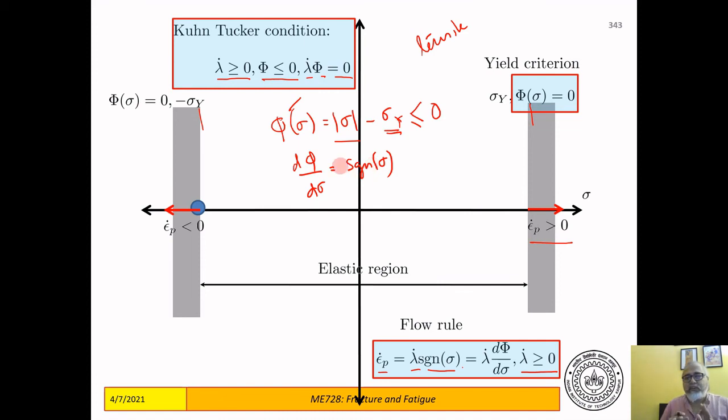This is a very compact way of expressing all that we have learned. So what have we learned? When is lambda dot equal to 0? When lambda dot is equal to 0, you have either elastic loading or elastic unloading. That's when lambda dot is equal to 0. So lambda dot is 0, and phi can therefore take any value, and phi is always less than or equal to 0. So phi will be less than 0 when lambda dot is equal to 0. Remember, when you have elastic loading or elastic unloading, your phi is less than 0. So that can happen because lambda dot is at that point equal to 0.